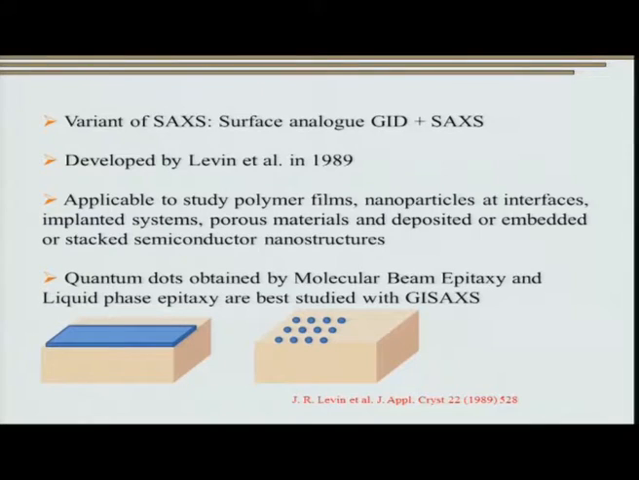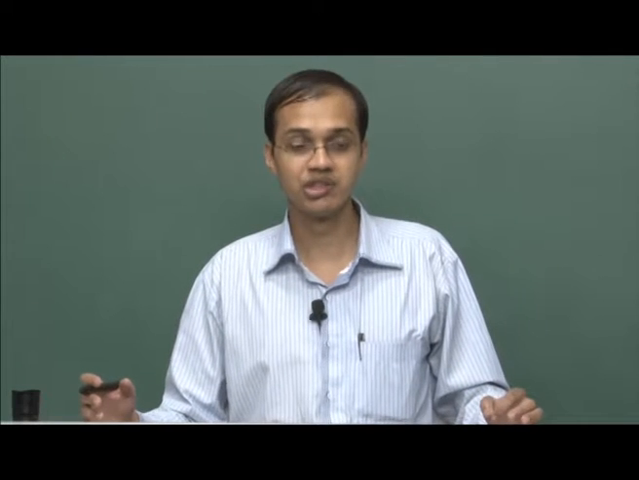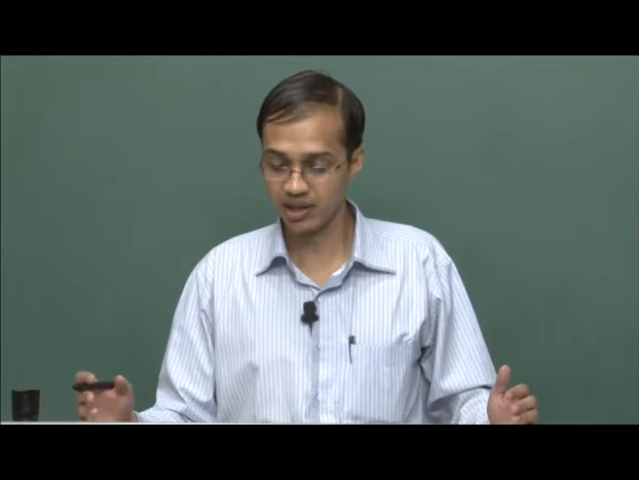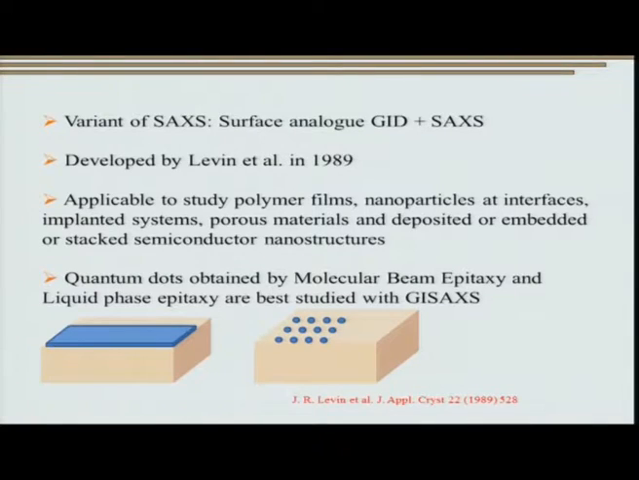because it is essentially applicable to study polymer films, nanoparticles at interfaces, implanted systems, porous materials, and deposited, embedded or stacked semiconductor nanostructures. So, you can see the tremendous implication that GSAXS offers for characterization, not only pertaining to semiconductor materials characterization, but also for surface related issues like surface chemistry as well as catalysis. Another important aspect that has been investigated extensively using GSAXS has been quantum dots, which have been obtained by state of the art processing techniques like molecular beam epitaxy and liquid beam epitaxy.